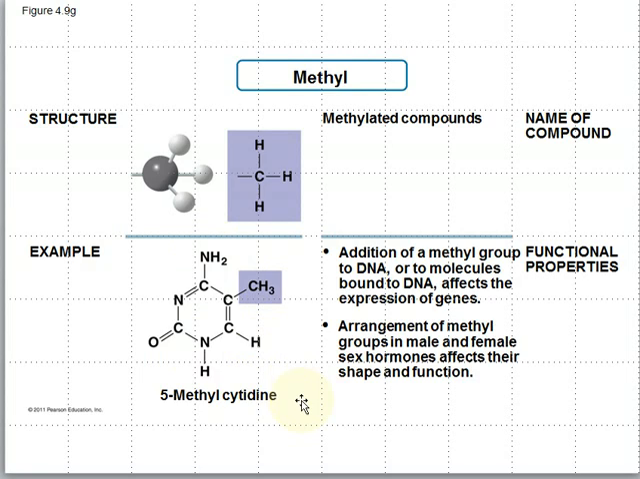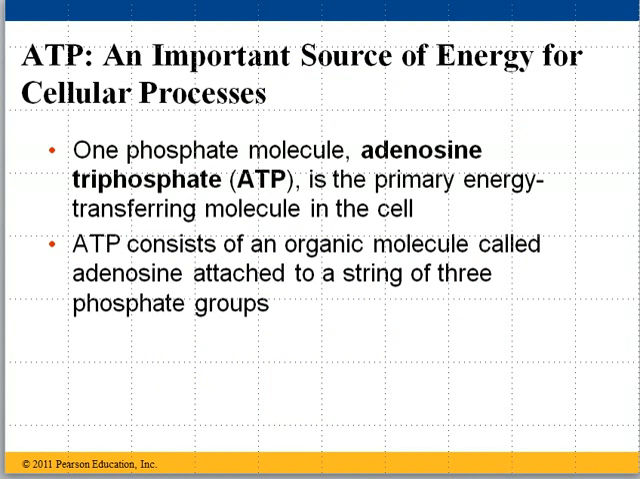Last thing we're going to look at is an example of one of these important organic molecules, and it's called ATP, adenosine triphosphate. Kind of a long name, so generally speaking, we just call it ATP. This is one of those phosphate molecules with that phosphate functional group we were talking about, and it's the primary energy storage molecule within the cell, the primary energy transference molecule within the cell.